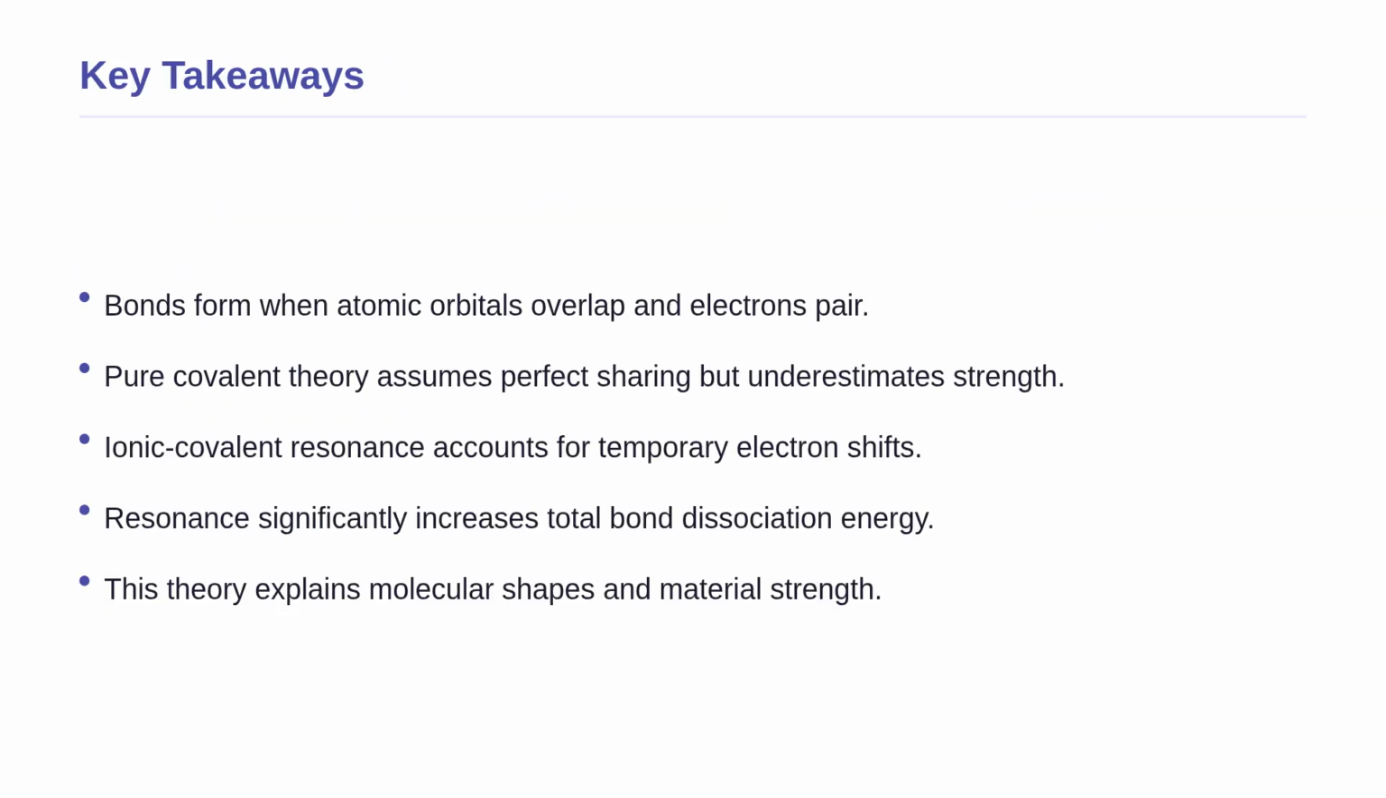We have covered a lot of ground today. Remember, chemical bonds form when atomic orbitals overlap, allowing atoms to share paired electrons. While the pure covalent model of equal sharing is a great foundation, it drastically underestimates the true strength of the bond. By adding Pauling's concept of ionic covalent resonance, where electrons temporarily shift to create charged states, we get a mathematically perfect picture. This understanding is crucial as it dictates the exact angles, lengths, and strengths of the molecules that make up everything around us.